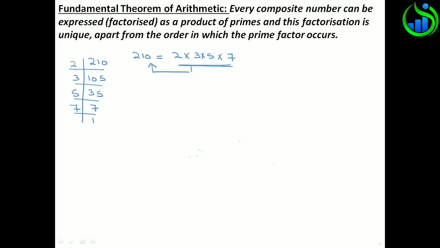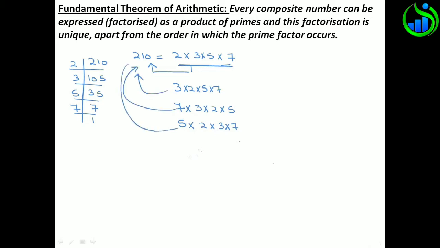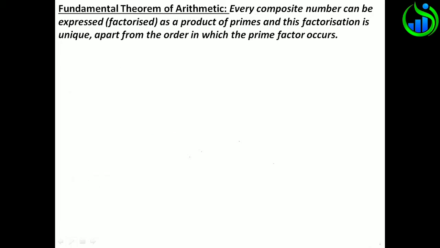Apart from the order, we can write 3 into 2 into 5 into 7, or 7 into 3 into 2 into 5, or 5 into 2 into 3 into 7. The order changes, but the result is the same, 210. This is what is meant by apart from the order in which the prime factors occur.